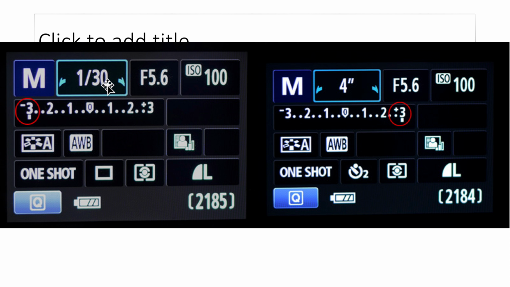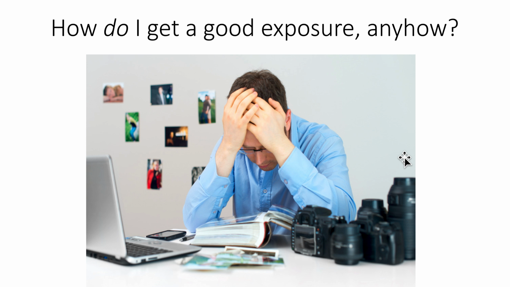Here's an example of something that's way underexposed, a 30th of a second at 5.6 at a slow ISO. It's 3 stops underexposed. Well, over here, 128 times more light, it's 3 stops overexposed. We want to get it someplace in the middle.